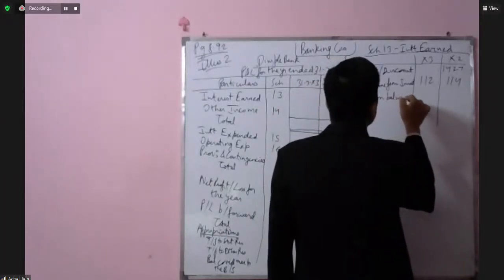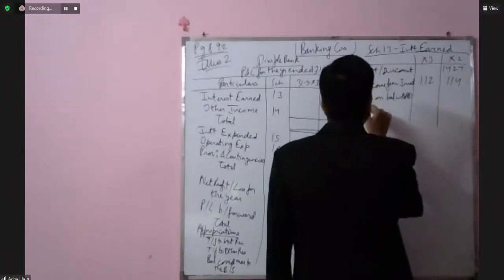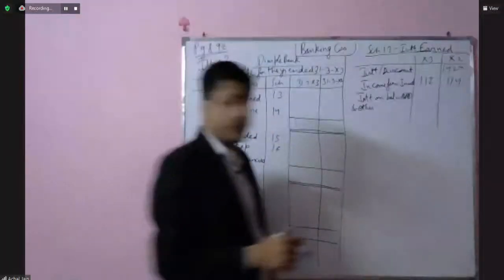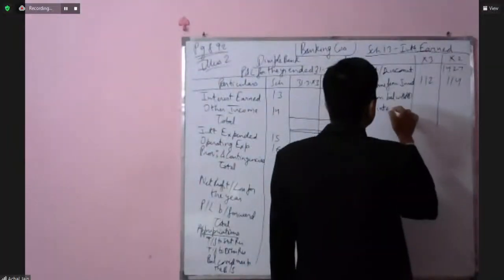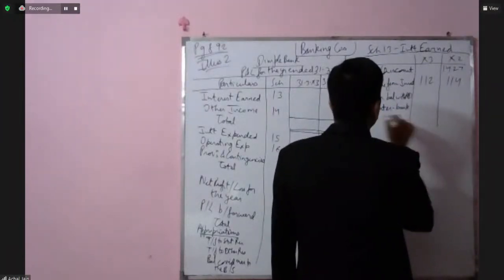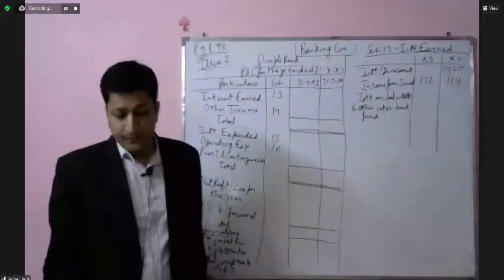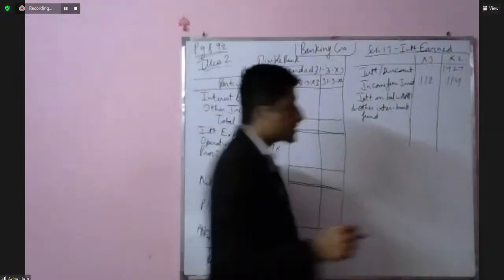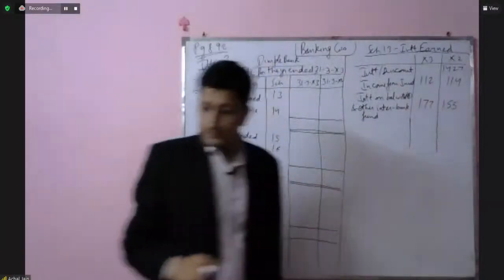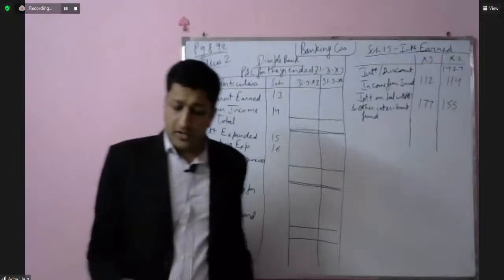Interest on balances with RBI and other interbank funds. Other interbank funds. So this is 177 and 155. Then in terms of others, we don't have any information, so we don't need to put down that others.